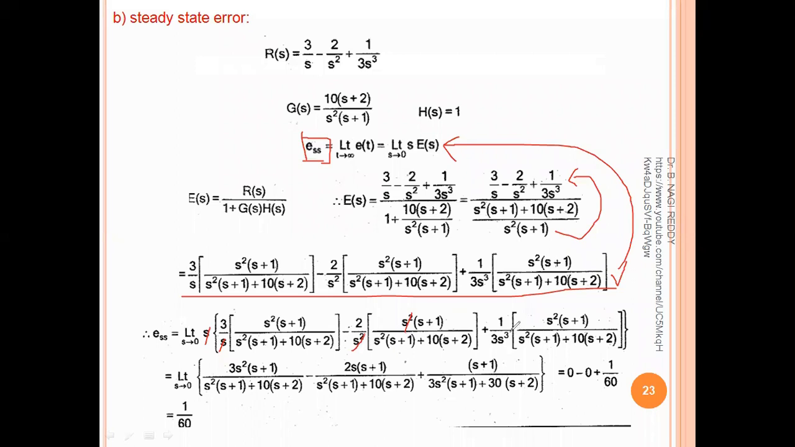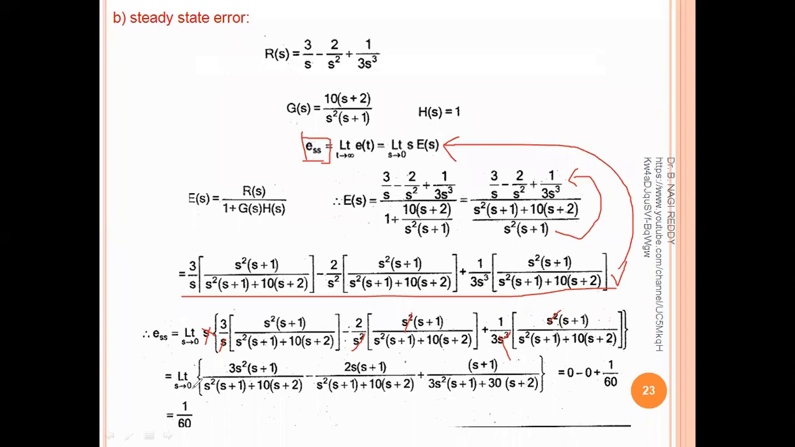And for this case, you can see S cube, here S square will get cancelled. 1 S is left here. This S and this S get cancelled, right? So if you multiply, then we will get S plus 1 by this, where 3 is in the denominator. So multiply this 3 with the denominator value. So 3 into S square into S plus 1 plus here 10 is multiplied by 3, which becomes 30. So 30 into S plus 2.